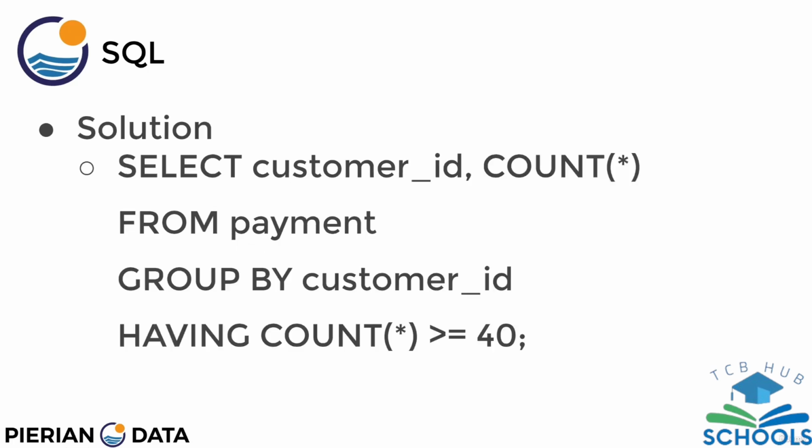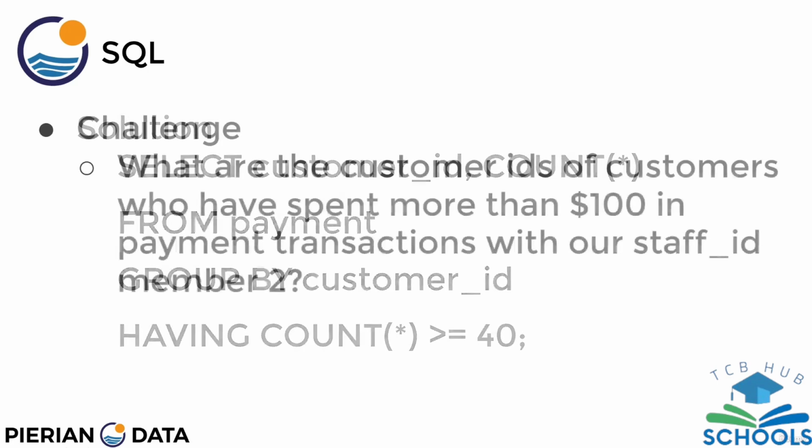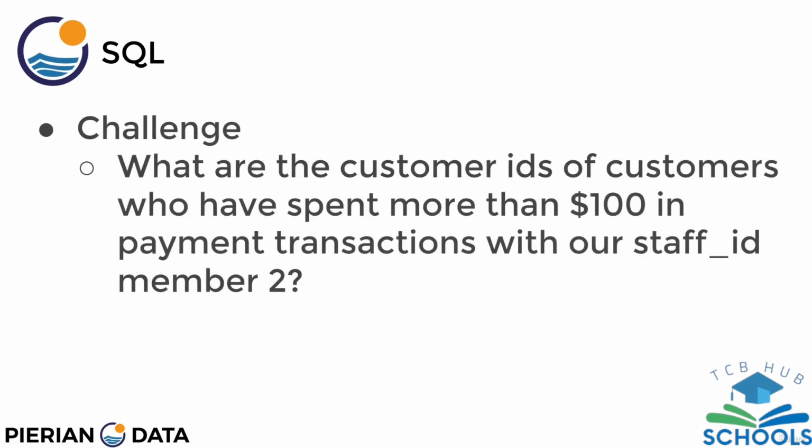So the solution, pretty straightforward here. We're going to select the customer ID, and then we're going to count, and you can either pass in a column here specific to the amount or just pass in an asterisk. And then we're going to grab this from the payment table, group by the customer ID, and then we're going to say HAVING COUNT greater than or equal to 40. Essentially answering the question that they've had 40 or more payment rows associated with that particular customer ID, thus earning them that Platinum status.